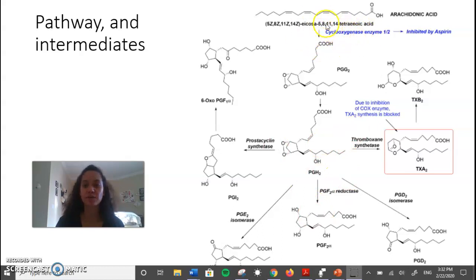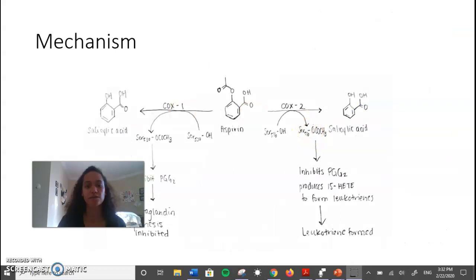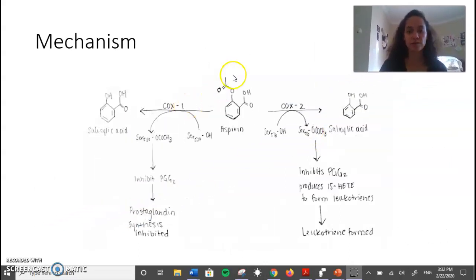Because if you are to interrupt this and block that active site, you won't be able to make these intermediates to then make the prostaglandin that would create inflammation and increase blood flow to areas. So here's the mechanism I drew out, and we'll focus on this side of the mechanism.